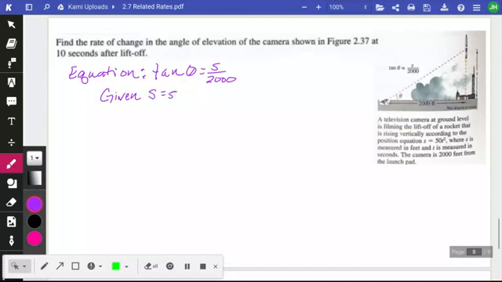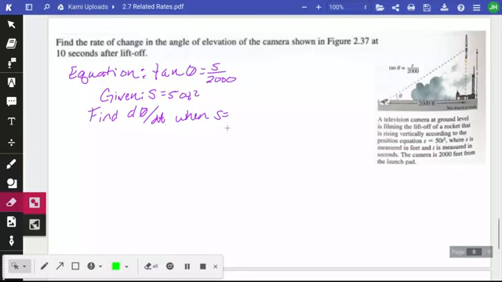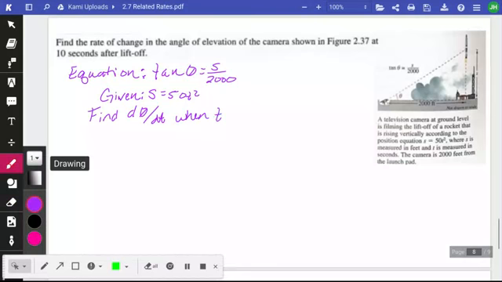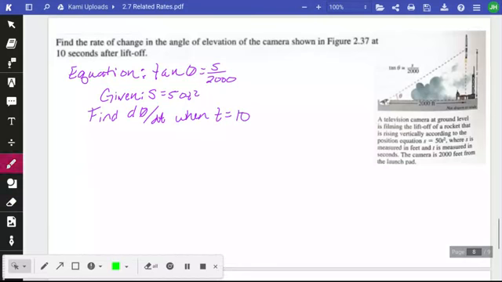We are also given that the position is 50t squared. We are supposed to find d theta over dt when t is equal to 10. It says 10 seconds after takeoff. Okay. All right, so this is what we have.